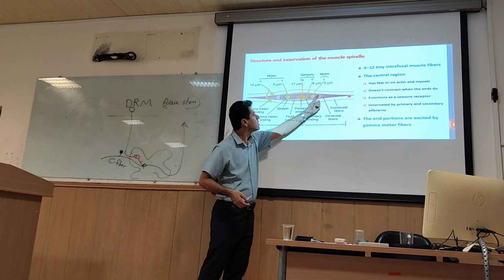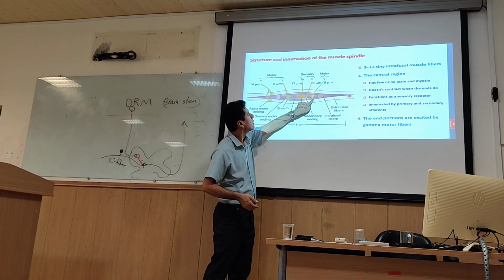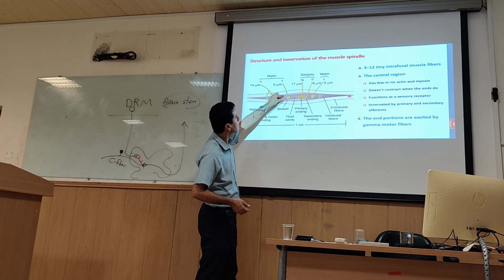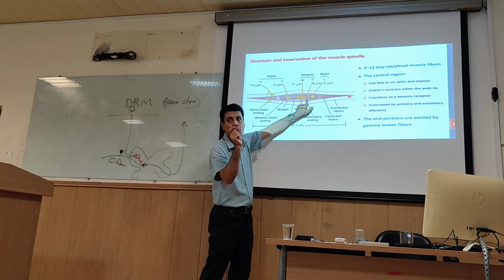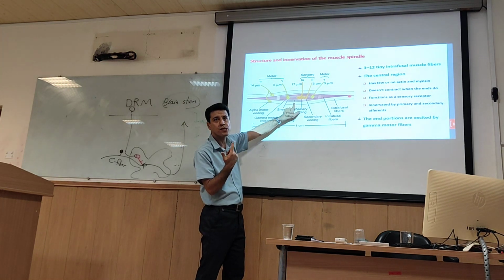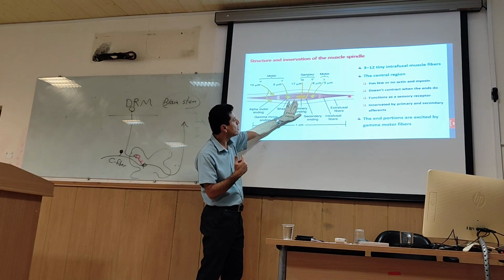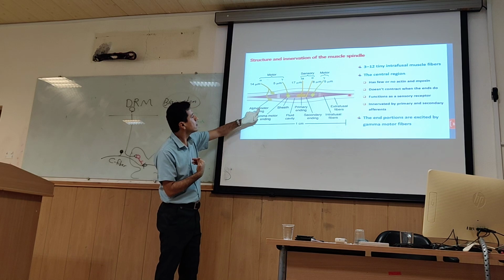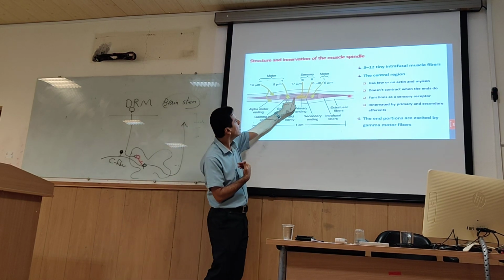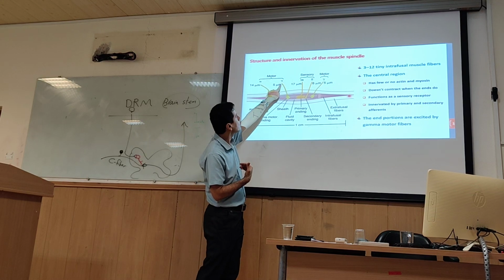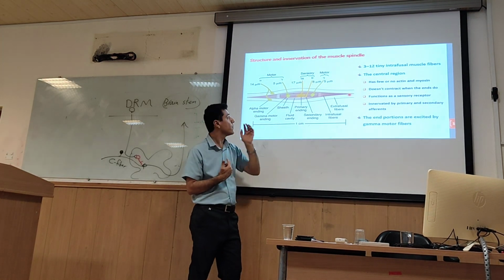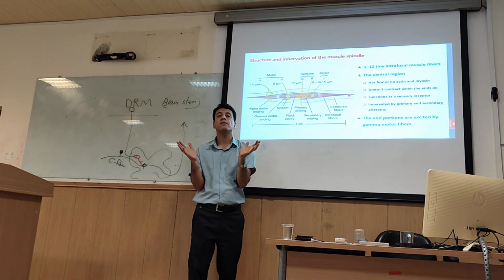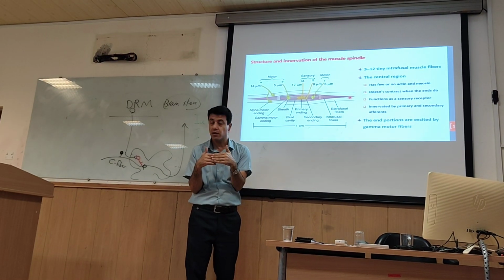But we have the muscle spindle here, which is covered by a capsule. And inside this capsule, we have some small muscle fibers. We call them intrafusal muscle fibers. So we have extrafusal and intrafusal muscle fibers. Extrafusal fibers are innervated by alpha motor neurons. Intrafusal fibers are innervated by gamma motor neurons. So these are not involved in contraction of the muscle. They don't provide the force of muscle contraction, right?